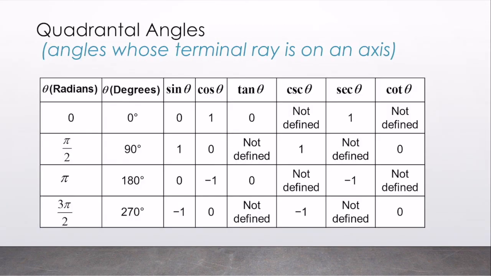So here's a table of our quadrantal angles, and where they aren't defined. We found that at 0, cosecant was not defined and cotangent was not defined. We just found that at 90 degrees, which is pi over 2, tangent and secant were not defined. That's because our x value was 0. Let's take a look at pi and 3 pi over 2.